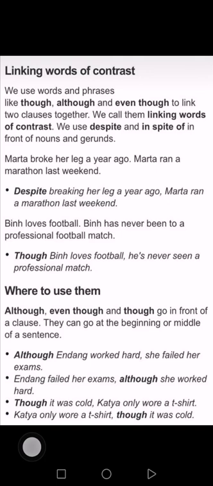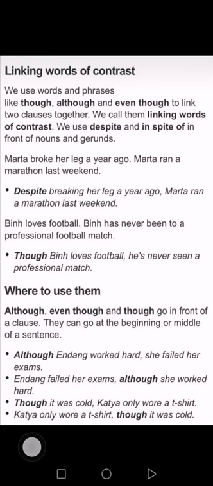Where to use them? Although, even though, and though go in front of a clause. They can go at the beginning or middle of a sentence. We can use although, though, and even though in front of a clause, and we can see them at the beginning or middle of a sentence.